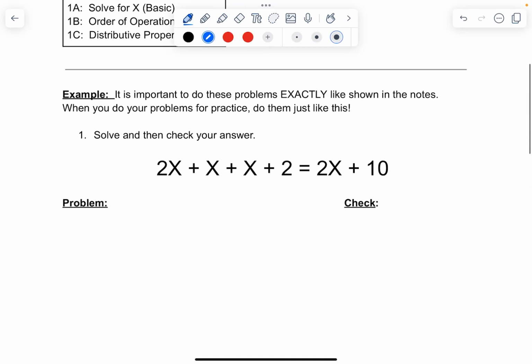It is important to do these problems exactly like shown in the notes because it's going to gradually get more difficult. And when you do your problems for practice, do them just like what we're doing right now. So we're going to solve and check. We're going to write down the original problem.